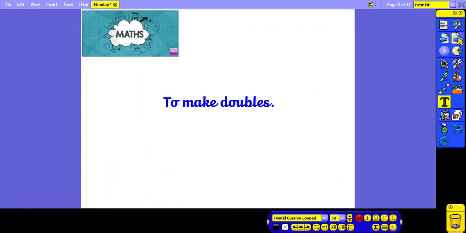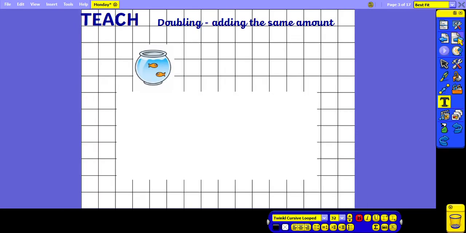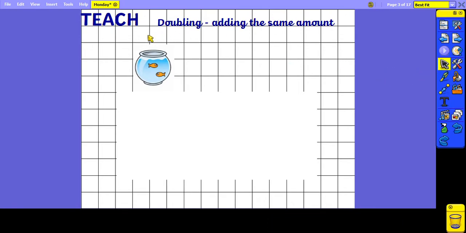And today's maths lesson is all about making doubles. So when we are doubling, we are adding the same amount to itself. So here we've got a fish bowl with 2 fish inside, and if we were to double 2, we would need to add another 2 fish into the fish bowl.